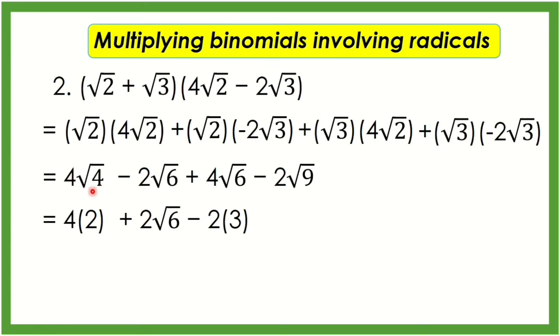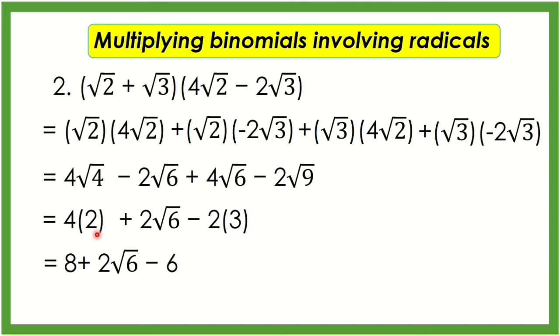Okay, pwede din nating i-simplify ang square root of 4, that is equal to 2. So, we have 4 times 2. And then, combine negative 2 square root of 6 plus 4 square root of 6. Negative 2 plus 4, that is 2. And then, copy natin yung common radical. Negative 2 square root of 9. Pwede nating i-simplify yung square root of 9, that is equal to 3. We have negative 2 times 3.